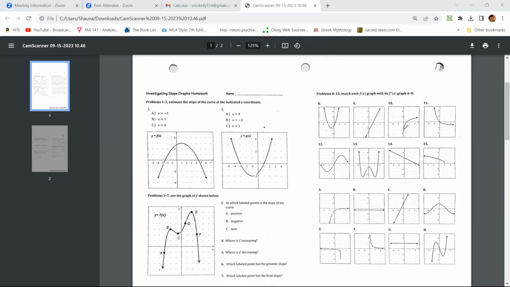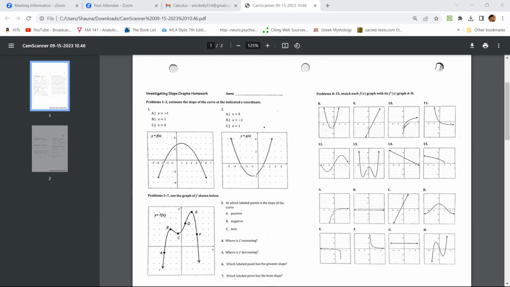Number 10. What do we see about number 10 in terms of characteristics? What can we say about number 10? It has a vertical asymptote at 0. So the slope is undefined at 0. The slope of the original function is undefined there.